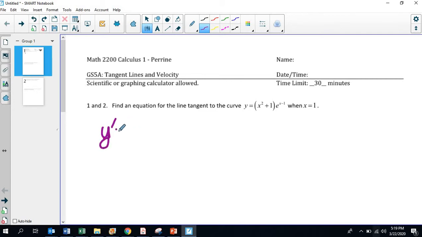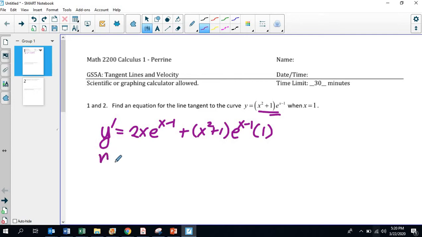Y prime is, this is a product, right? So we do a product rule. And so we do the derivative of the first, which is 2x plus 0, times the second, plus the first, x squared plus 1, times the derivative of the second, the derivative of e to the x minus 1 is itself, times the derivative of the exponent, but the derivative of x minus 1 is just 1, so it doesn't really do anything.